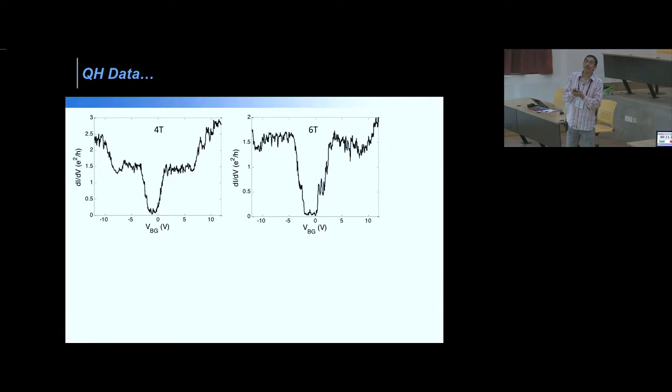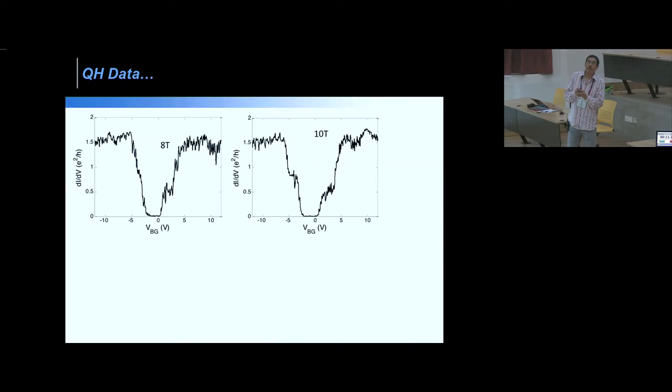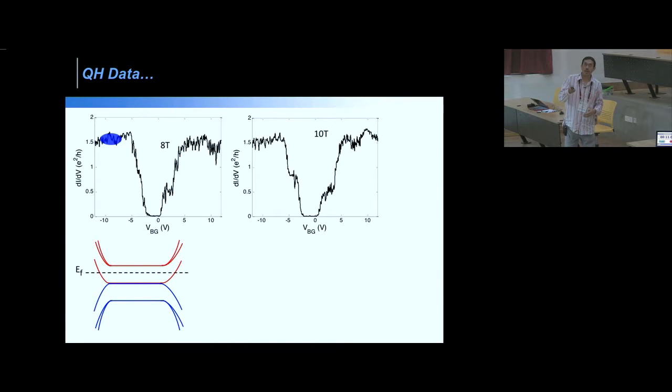Now if you keep increasing the field, you still have this plateau. This is the 8 Tesla data and the 10 Tesla data. The most important thing is that at 8 Tesla onwards, you see the symmetry is broken. But most importantly, you see the conductance is suppressed at the n equals 0 Landau level. To correlate what I'm talking about: when the Fermi energy is here, you see 2e^2/h. When the Fermi energy is inside the n equals 0 Landau level, the conduction is suppressed, and then again. Now, the value of the suppression is very unique.